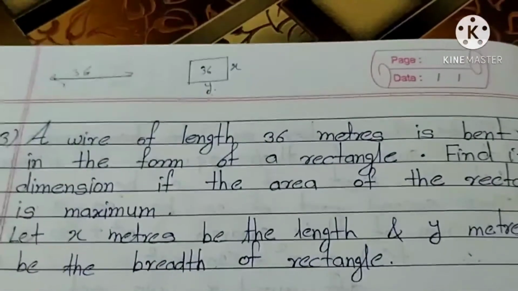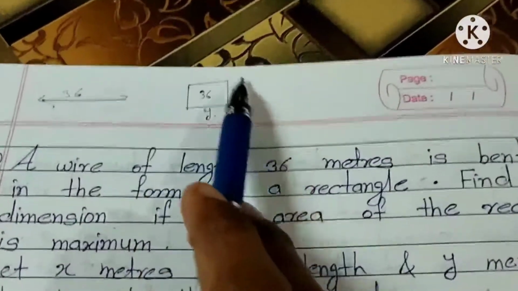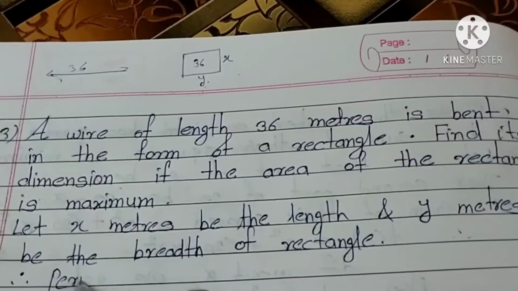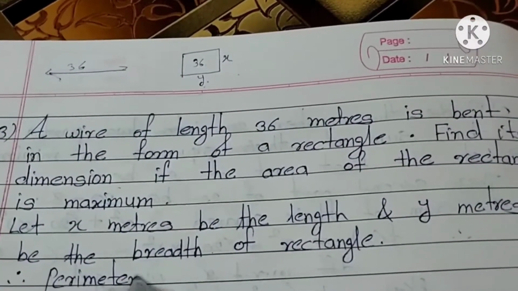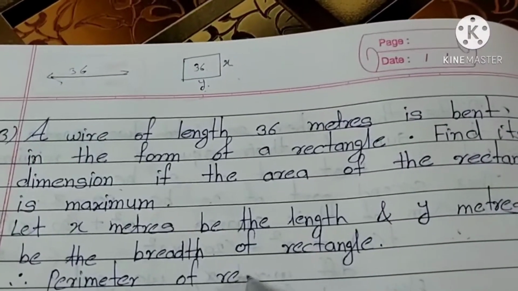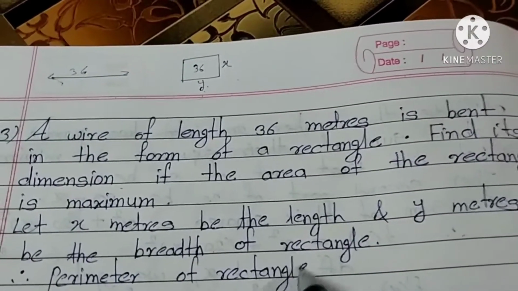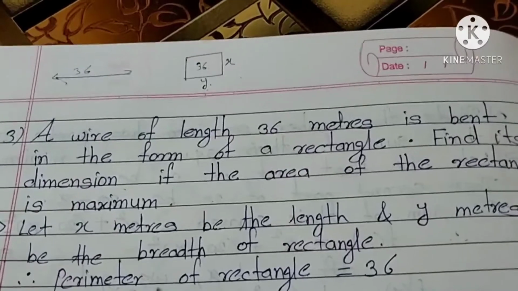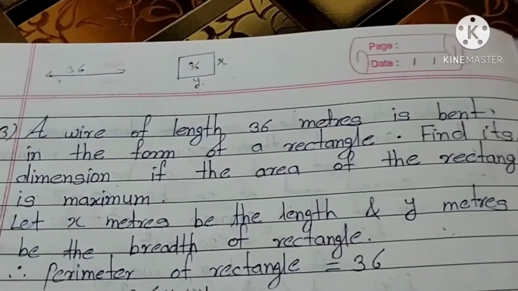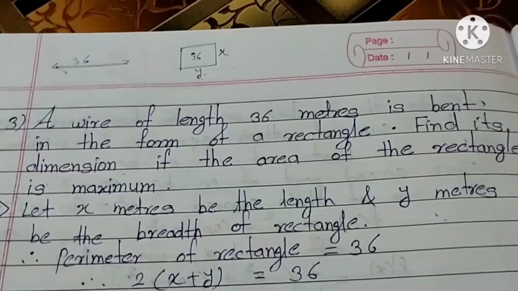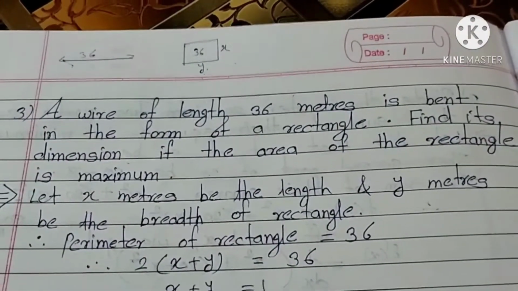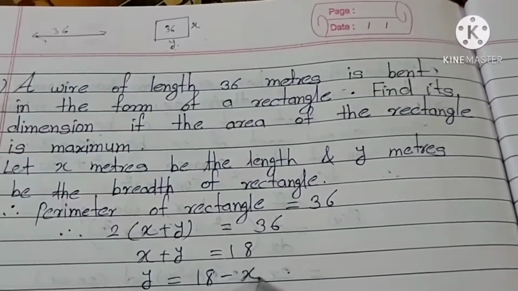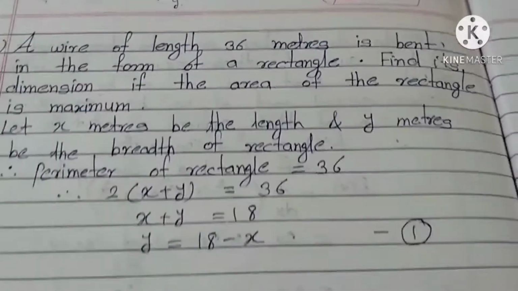Now you can observe that 36 is the perimeter of the rectangle. So therefore the perimeter of the rectangle is equal to 36. But we know that the perimeter of a rectangle is found by the formula 2 times x plus y, which is equal to 36. So here x plus y is equal to 18 and therefore y is equal to 18 minus x. Give it equation first.